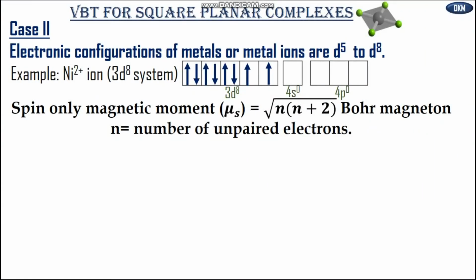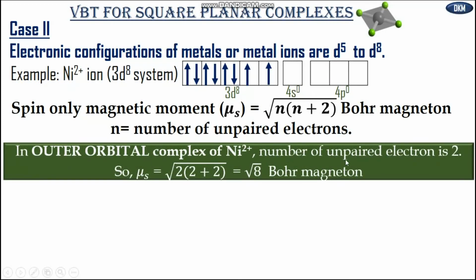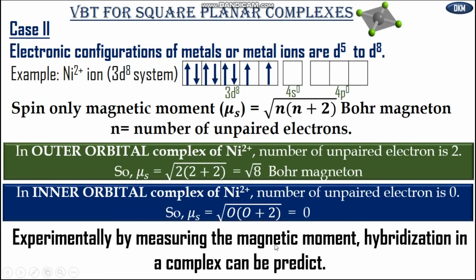Now, consider the magnetic moment of outer orbital and inner orbital complexes of Ni2+ ion. You have seen that the number of unpaired electrons present in the outer orbital complex of Ni2+ ion is 2. So, its spin-only magnetic moment is √8 Bohr magneton. In the inner orbital complex of Ni2+ ion, the number of unpaired electrons is 0. So, its spin-only magnetic moment is 0. Hence, by measuring the magnetic moment of a complex, hybridization can be predicted.